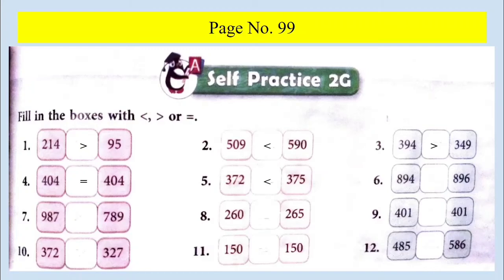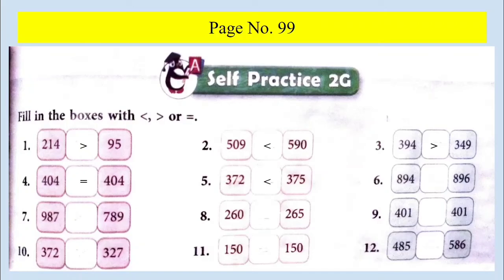Now look at the sixth part. We have the numbers 894 and 896. So first we will start comparing from the left side. We will compare the digits in the hundreds place. So we can see that we have 8 in the hundreds place in both the numbers. So now we will compare the digits in tens place. Again we have 9 in tens place in both the numbers. Now we will compare the digits in ones place. So we have 4 and 6 in ones place.